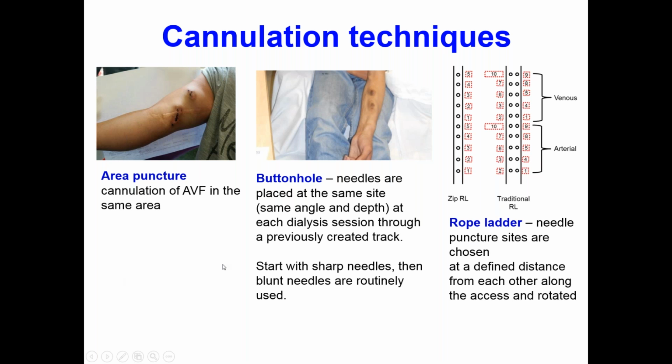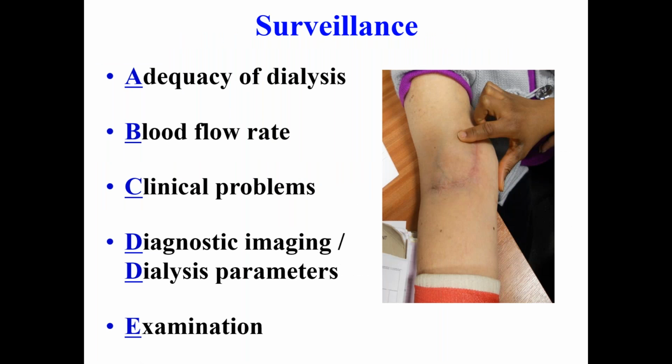Okay, now once a fistula is formed and used, it needs regular surveillance. The European Renal Best Practice suggests surveillance every 3 months. In our center, we do between 3 and 6 monthly, but with very careful clinical assessment at every dialysis session, and then an ultrasound assessment perhaps every 6 weeks.